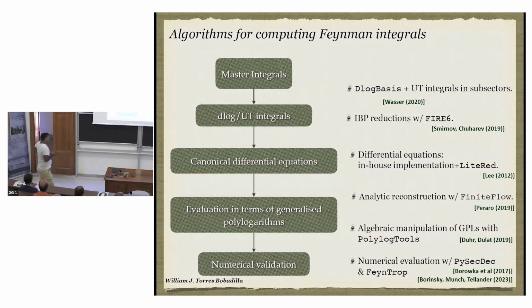And then when everything is done, we integrate order by order in epsilon. For this, since the alphabet is not that complicated, as I will show in a few slides, we can easily integrate in terms of generalized polylogarithms. And finally, we validate our results. To do so, we use PySecDec, and recently we made use of Feynman Trop, really to evaluate our integrals in one physical region and also the other physical region.